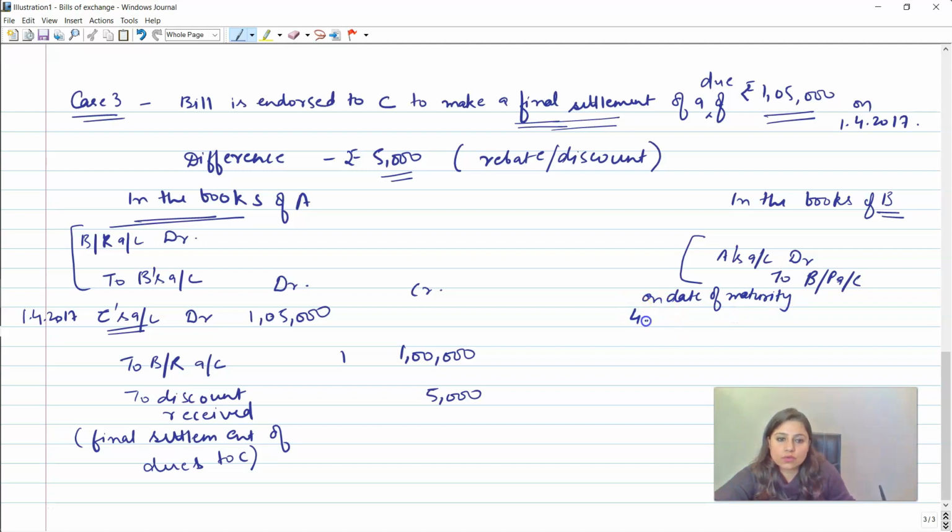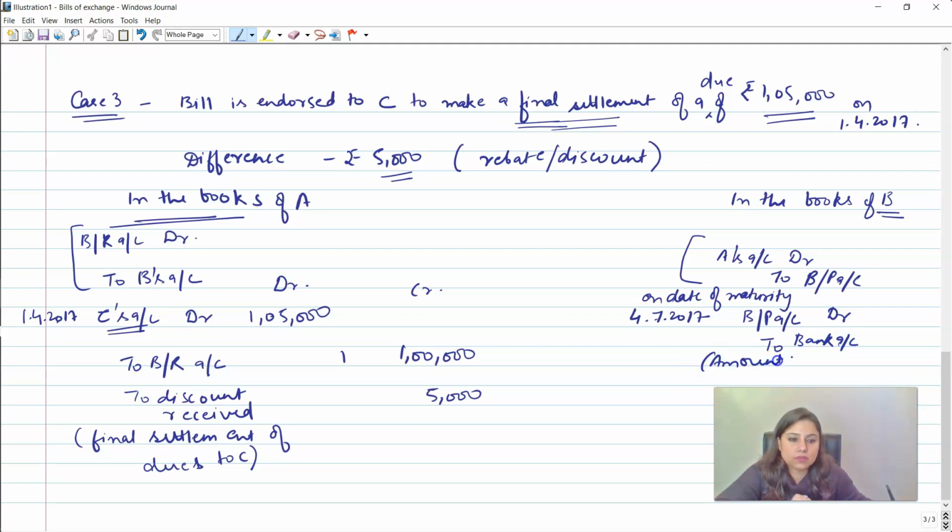That is 4/7/2017, the same entry that we did on date of maturity in the case of bills discounted would be passed here, that is, bills payable would be thus settled, bills payable account debit to bank account, and amount paid at maturity. Right, so bills payable account would be debited and bank account would be credited. So here I've passed the entry.